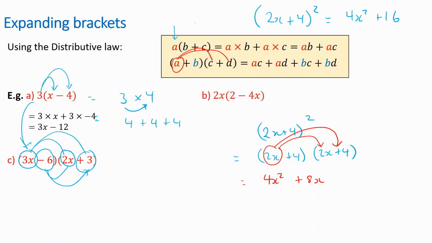Now you got the other term as well that you're going to work out. So you got 4 times the 2x. What does that give you? Another 8x. And then finally 4 times the 4, 16. You see, your answer should be 4x squared plus 16x plus 16. That's the correct answer.